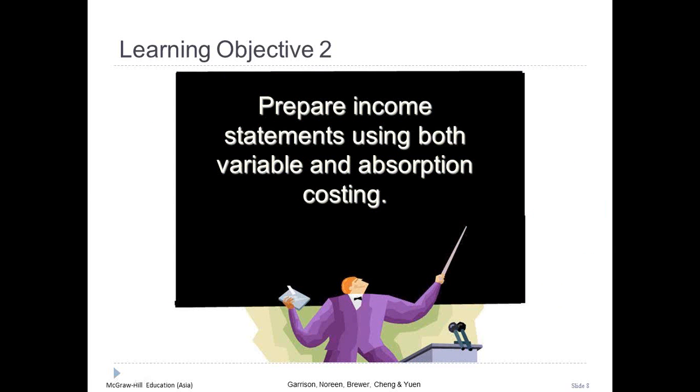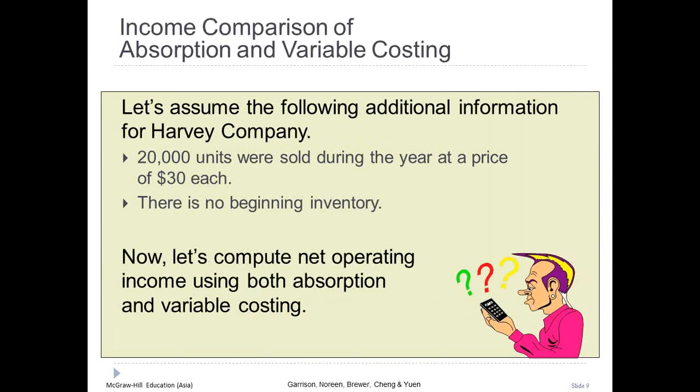Now, our second learning objective. Let's prepare an income statement or a P&L statement using both variable and absorption costing. So let's assume the following. Harvey Company makes or sells 20,000 units during the year at $30 a piece. There's no beginning inventory. So now we're going to compute net operating income using both absorption and variable costing.